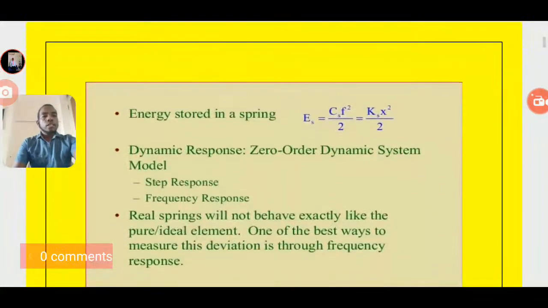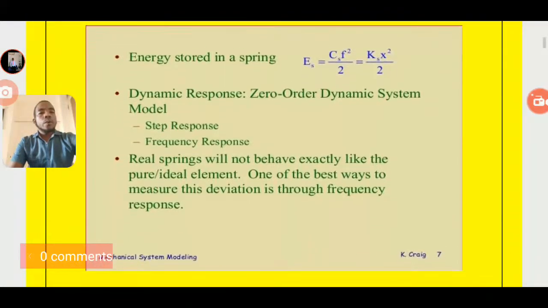The other thing is the energy stored in the spring: Es is equal to Cs F squared over 2, or Ks x squared over 2. We can say it like this.